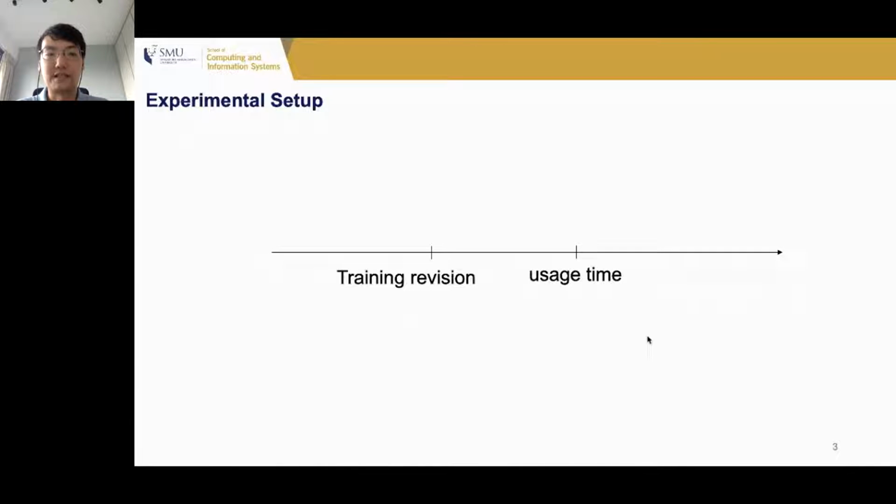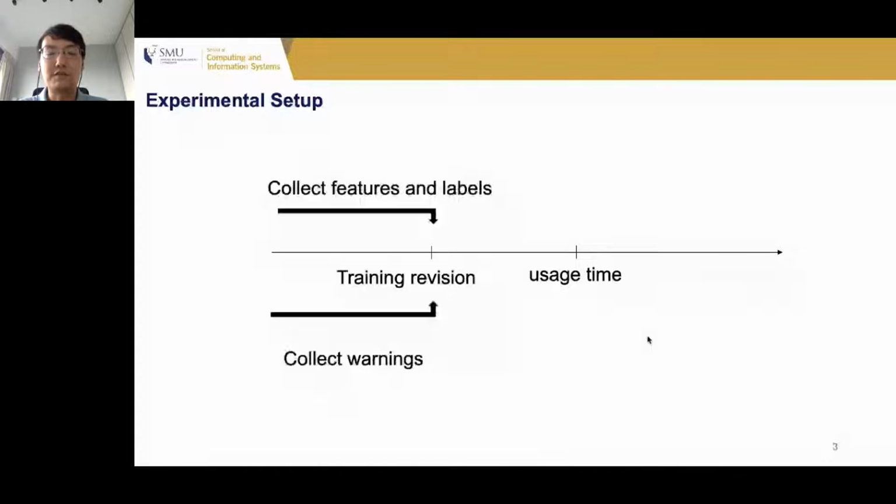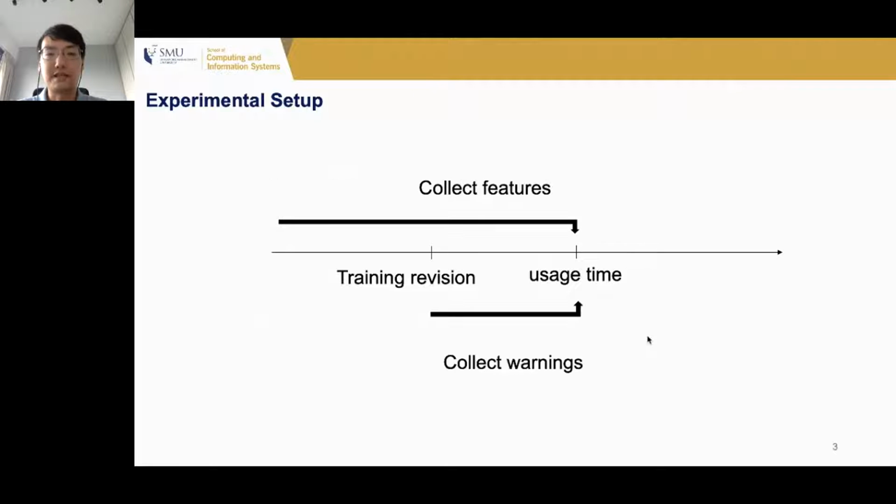So to obtain training data, we could identify one revision of a project as a training revision from which warnings would be collected. So we would collect warnings, compute the features, and obtain the labels for each warning. And then this is the training data set that a classifier can be trained with. After training a classifier, we could then repeat the same procedure to obtain a data set that is used for testing the classifier.